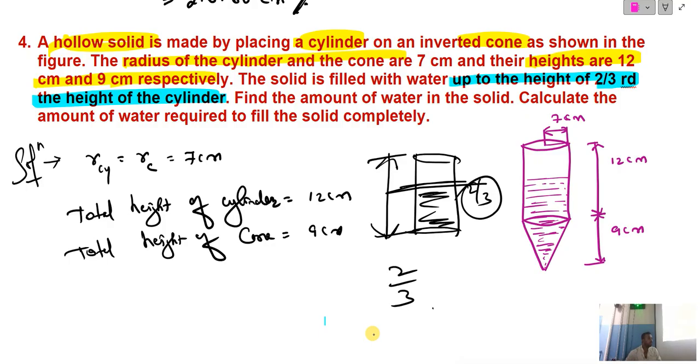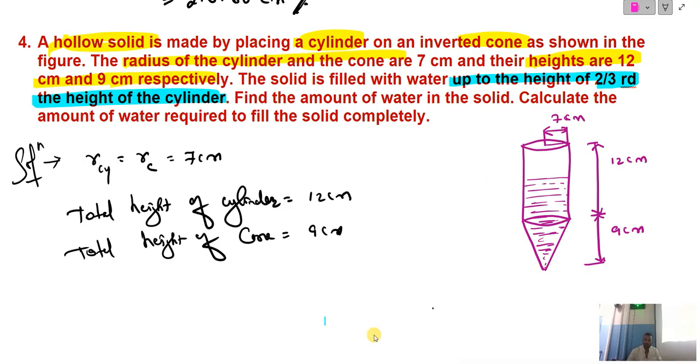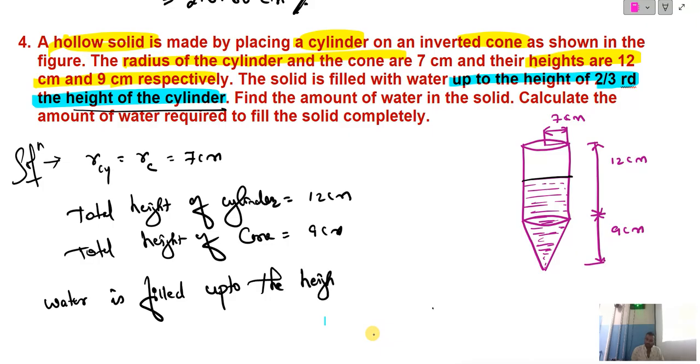The height of the water filled is two-third of what? Please understand. Two-third of the height of the cylinder. Can you see the figure? Only till here it is filled. So we can say water is filled up to the height, how much? Two-third, 2/3 times the height of the cylinder.